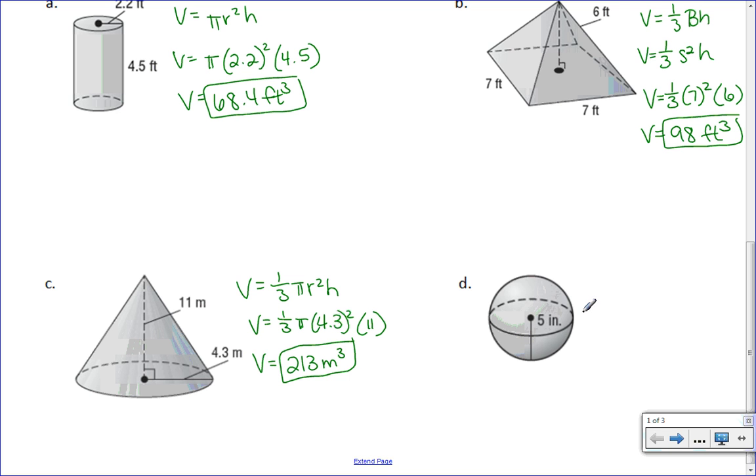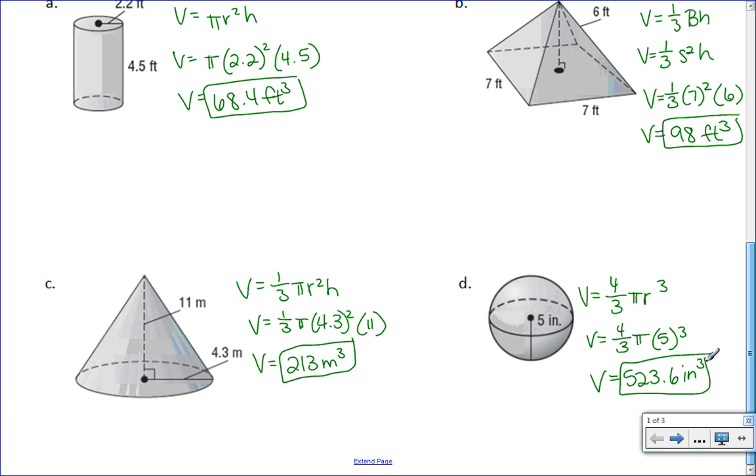And for the last one, this is a sphere, so we'll use the formula for volume of a sphere, V equals 4/3 pi r cubed. And make sure you get that this is cubed here, don't accidentally do squared. And the only thing to substitute here is the radius, which is obviously 5. And if we put this in the calculator, 4/3 times pi times 5 cubed should have a volume of 523.6 cubic inches.